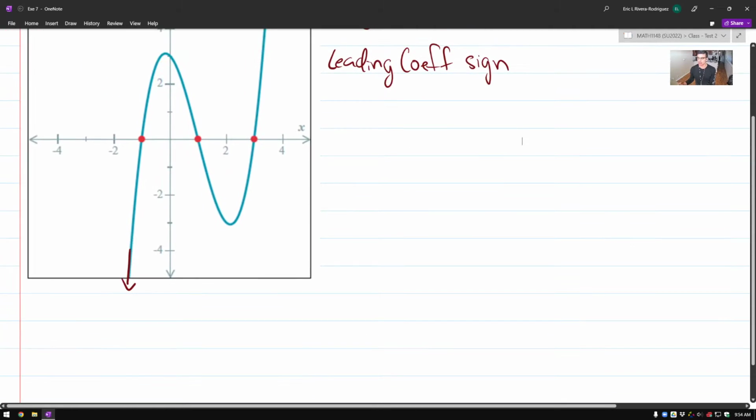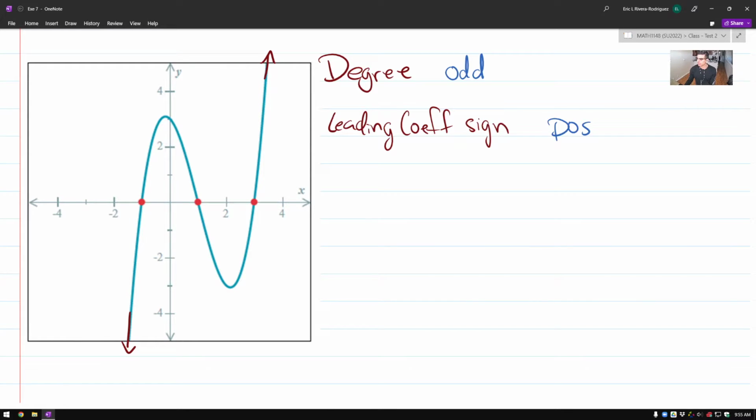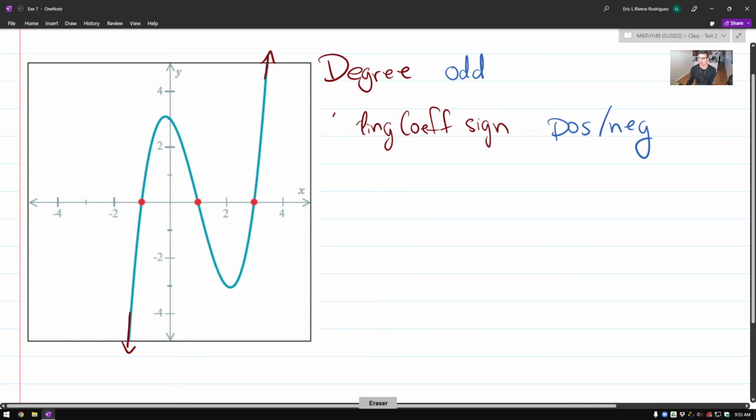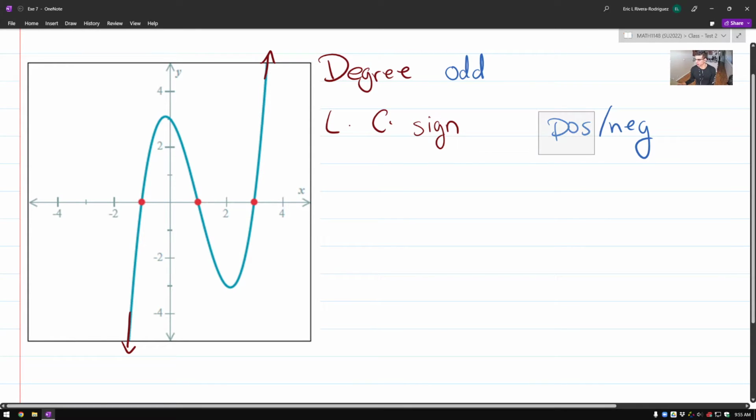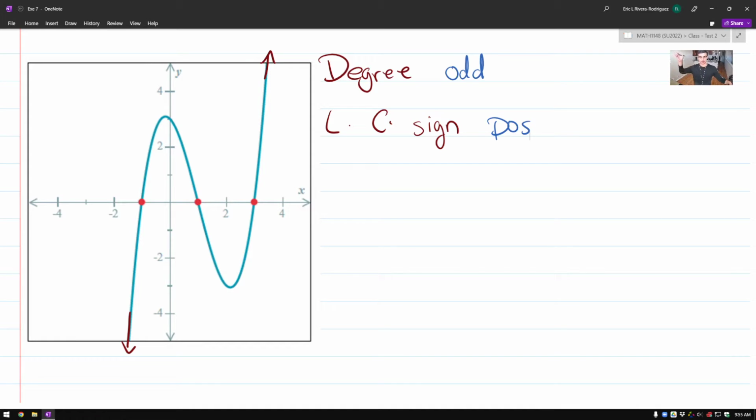Leading coefficient sign. Positive or negative? It's positive. Okay, positive because of what we just saw from the table: if the left side goes down and the right side goes up, the leading coefficient sign is positive.